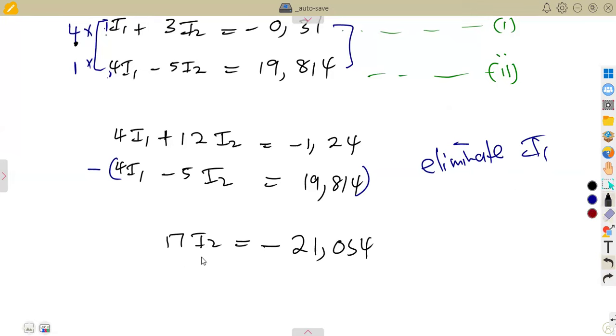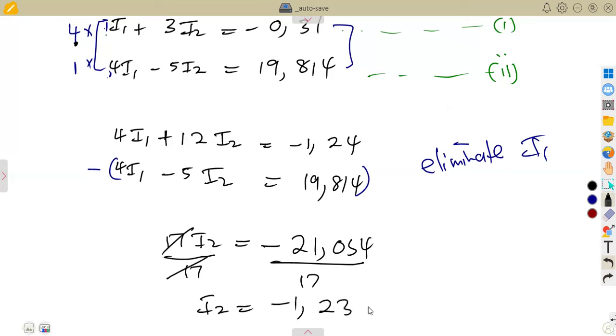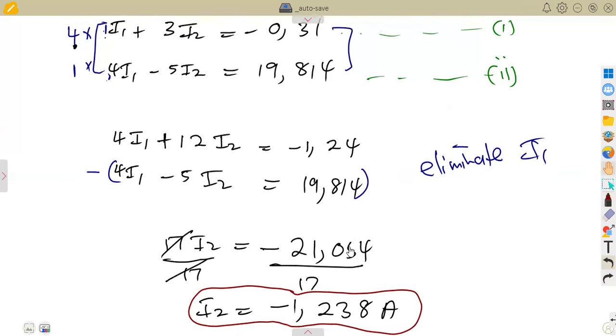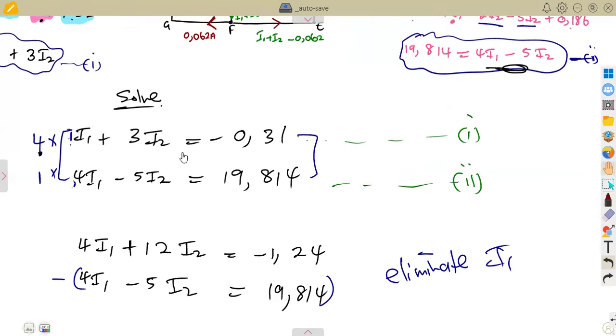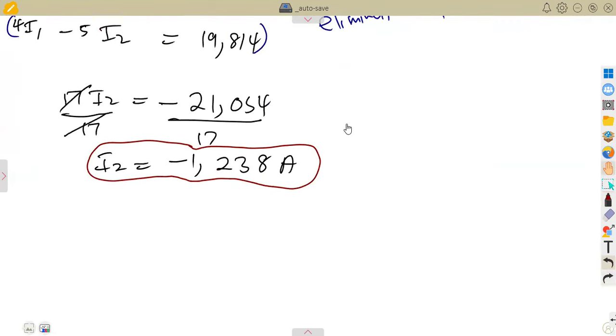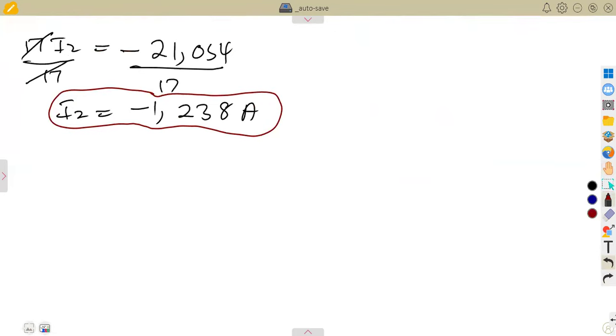All right. Dividing by 17 both sides, you are obtaining I2, which is going to be minus 1.238 amps. All right, so we are obtaining a negative on this one. We substitute to find I1. Take any equation. You can take your equation 1. You substitute that with a negative as it is.